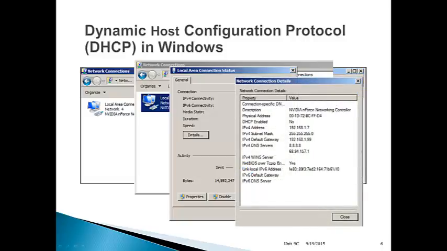And then you can look at the network connection details. And notice here, I have no DHCP enabled. I've got my address, my subnet mask, my gateway, my DNS servers, etc., but I've hard-coded them. DHCP enabled would be set to yes for a portable machine or a laptop or a machine that wants to take advantage of DHCP services.